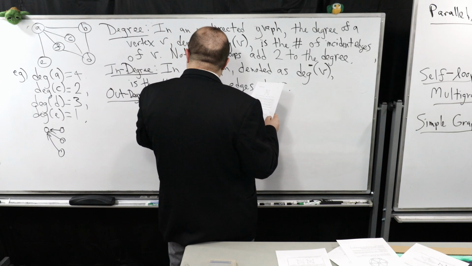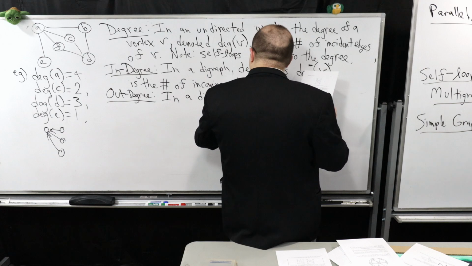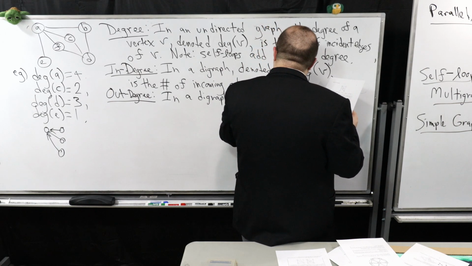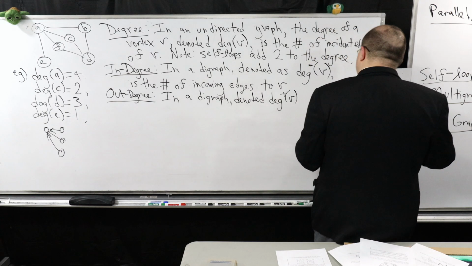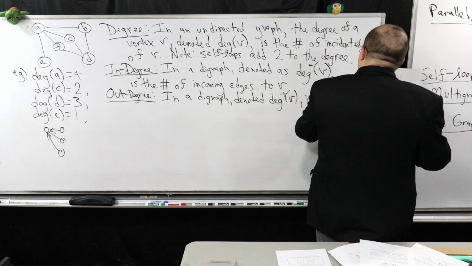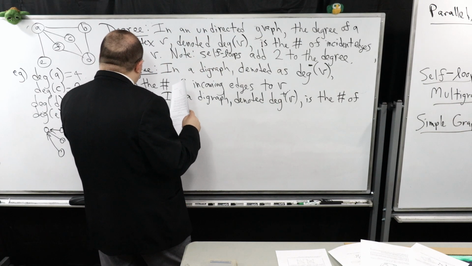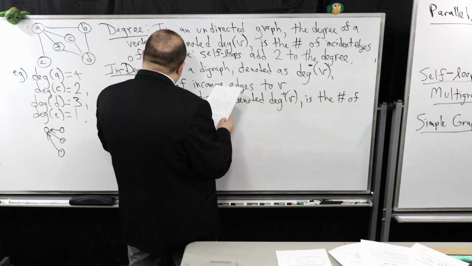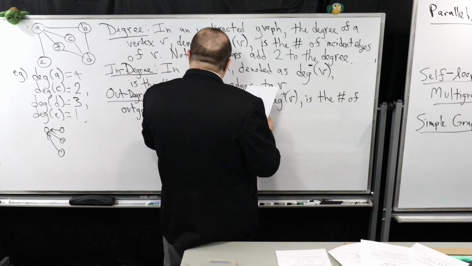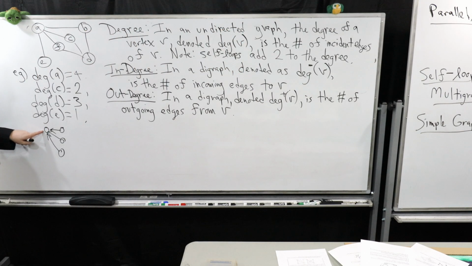So the out degree in a digraph, denoted with d minus... with a plus sign of V, like this, is the number of outgoing edges from V. So for example, notice I have no outgoing edges from this vertex right here, so I would say that this has a 0 out degree. All of these other ones have 1 outgoing edge, so each one of these has out degree 1.